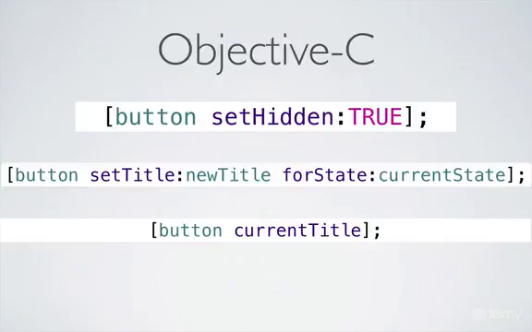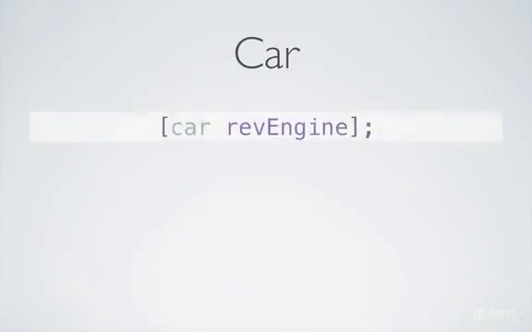So to get started with Objective-C, let's think about it in terms of a car object. Suppose I'm creating a game that included a custom class for a car. If I want to rev the engine and that car object speaks Objective-C, what would I type? Probably something like car rev engine, where the car is the object and rev engine is the method.